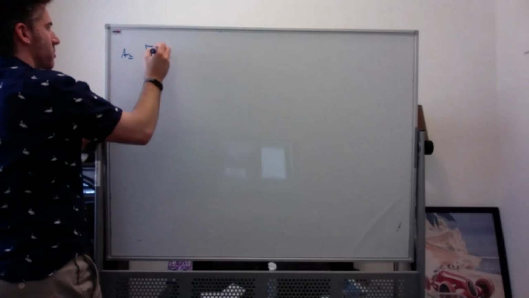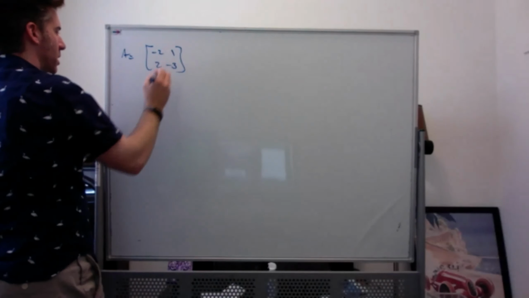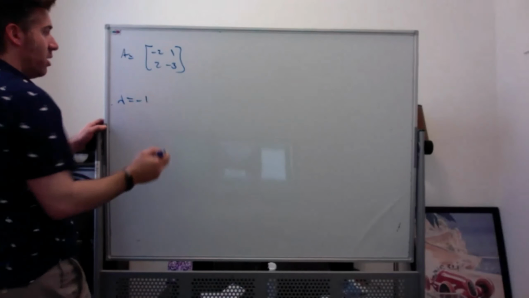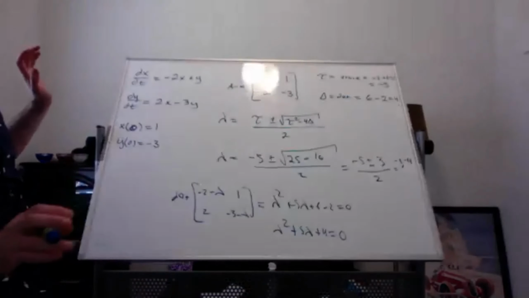So we have the matrix. What do we got here? -2, 1, 2, -3. And for lambda equal to -1. So actually, before we even go any further, right?